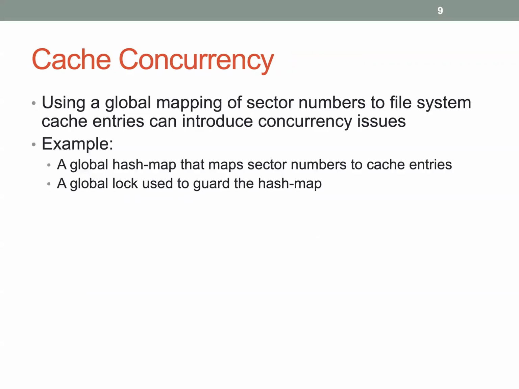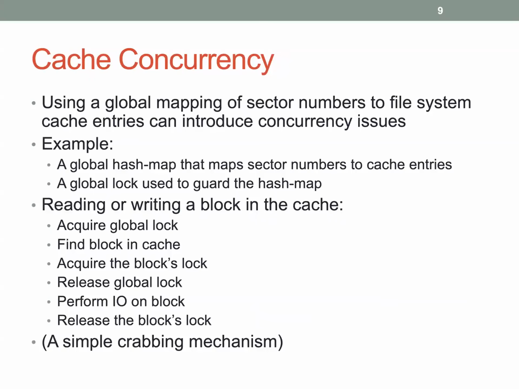Okay, so this is the issue. If you have some kind of hash map for doing this kind of mapping, and you have a global lock to guard it, then you may have designs that introduce issues. Like here's a simple example. You acquire a global lock guarding the hash table for the cache. This is not the global file system lock. This is just a lock guarding some shared data structure. You find the block in the cache, then you acquire the lock on the block because you say, you know what, I need to make sure that mapping doesn't change.